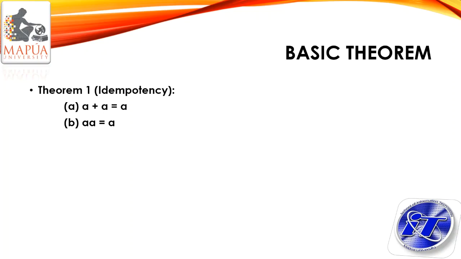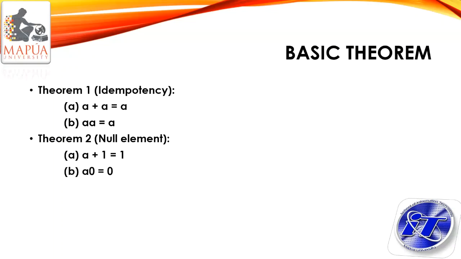Even if we have lots of A's ORed to A, it will just be equivalent to just one A. Okay, so that's theorem 1. Theorem 2, null element. So the effect of 0 and 1. So A OR 1 is equal to 1. Second form, A ANDed to 0 is equal to 0.